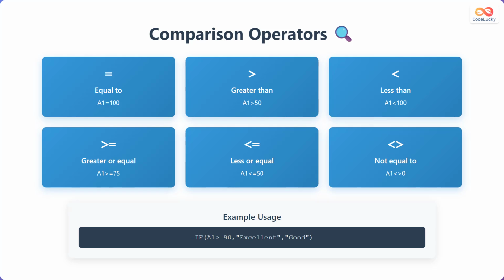The less than symbol tests if one value is less than another. For example, A1<100. The greater than or equal to symbol tests if one value is greater than or equal to another. For example, A1>=75. The less than or equal to symbol tests if one value is less than or equal to another. For example, A1<=50.